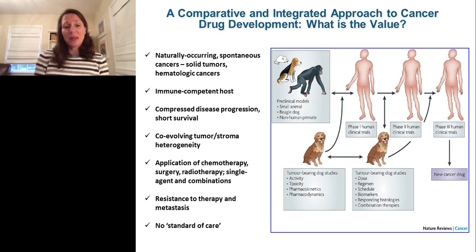And these cancers develop in dogs that are an immune competent host. And in that sense, their tumors co-evolve with the stroma around them. They are not experimentally induced or xenografts in any way. And they also develop in dogs that unfortunately have a fairly compressed disease progression and a short survival time.